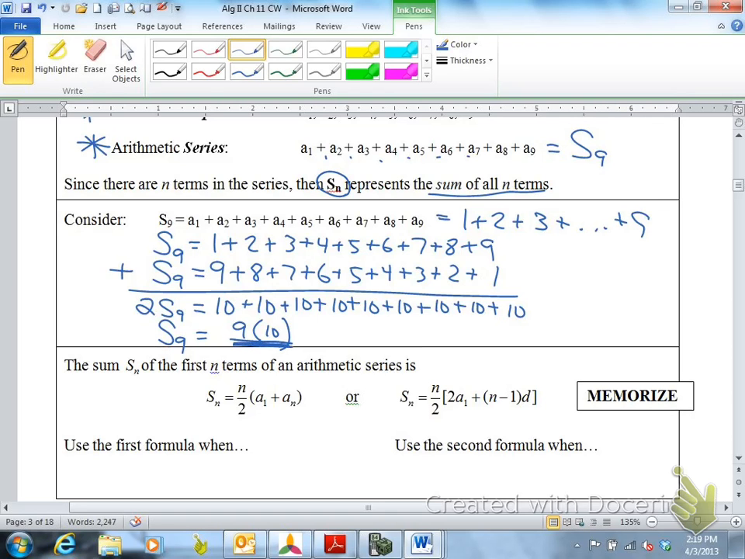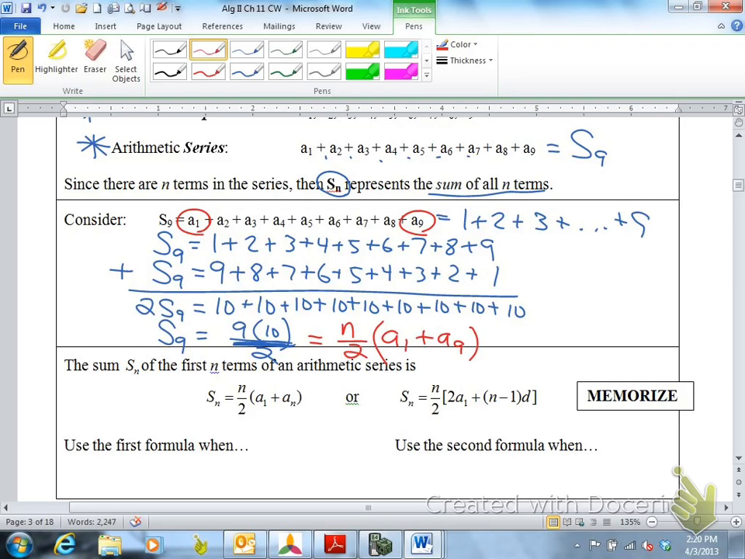divided by 2, because we had double the sum. So divided by 2. And the reason why I'm showing you this is because 9 was the number of terms that we had, divided by 2. And 10 comes from adding the first and the last, and you would get 10 every time. So you'd have a sub 1 plus a sub 9.